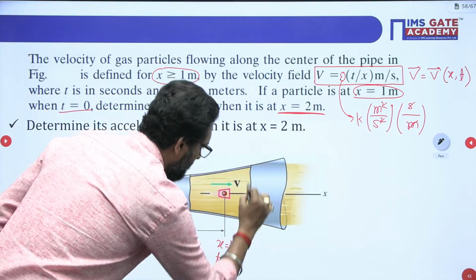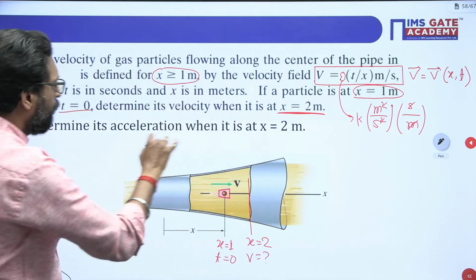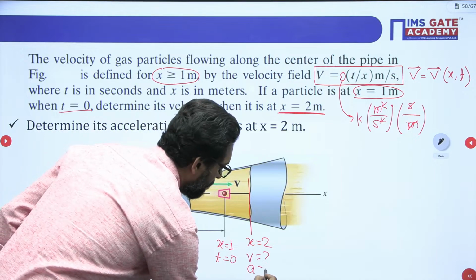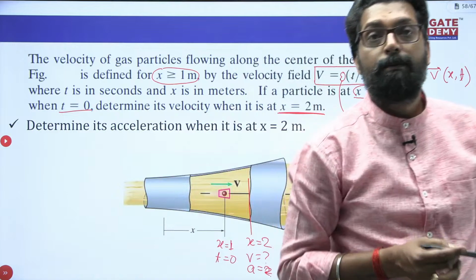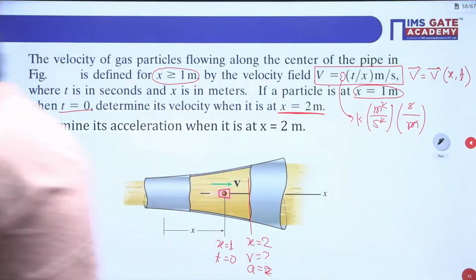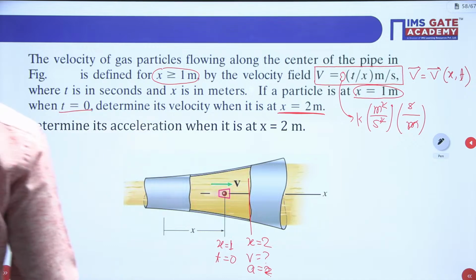So let's suppose the particle is at 2 meter, what is the velocity at this point, and also determine the acceleration at 2 meter. Acceleration you have to find. So velocity and acceleration, find. How to find? Everyone try, my dear. How to find velocity? This is very important. Please find it. How to find the velocity?